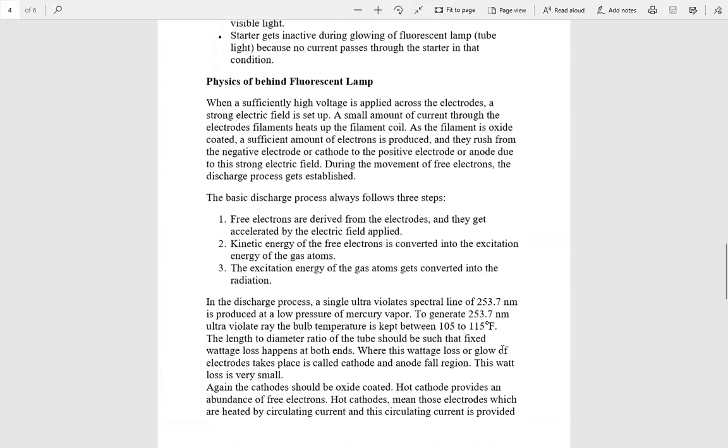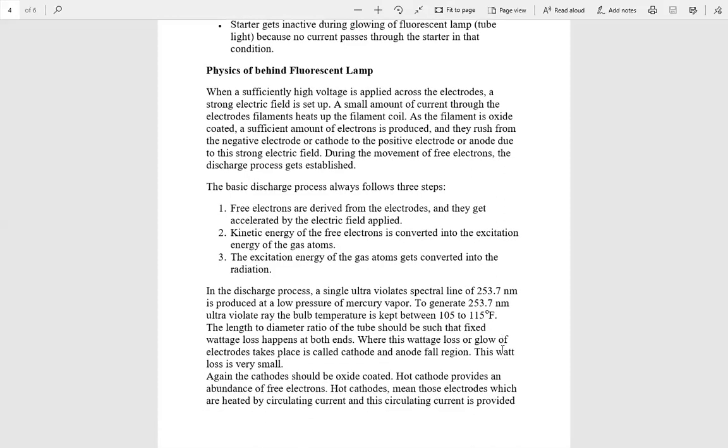What is the physics behind the fluorescent lamp? When a sufficiently high voltage is applied across the electrodes, a strong electric field is set up. A small amount of current through the electrode filaments heats up the filament coil. As the filament is oxide coated, a sufficient amount of electrons is produced and they rush from the negative electrode or cathode to the positive electrode or anode due to this strong electric field. During the movement of free electrons, the discharge process gets established.